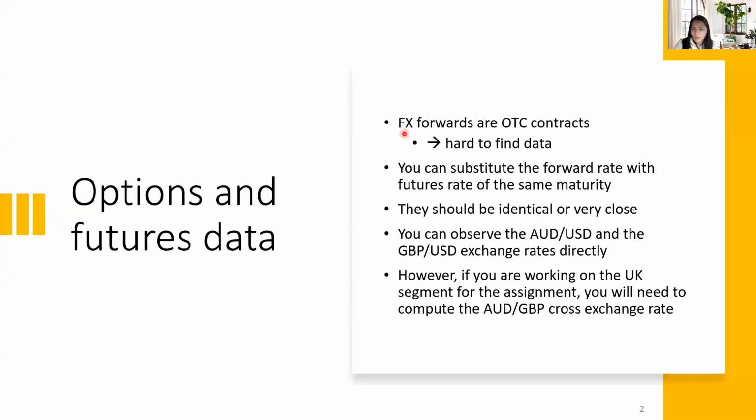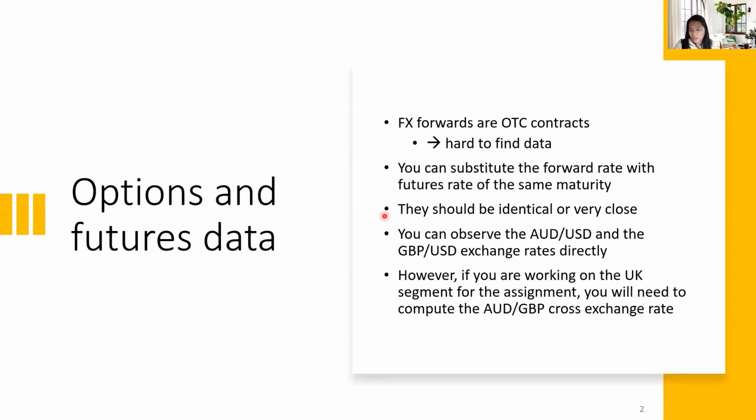The forward rates are hard to get, but you can substitute the forward rate with the futures rate of the same maturity. For example, if you want to forecast the next 6 months from September to March next year, then you can use the futures rate for the March maturity as your forecast of the forward rate, okay? In theory, they should be identical. In practice, it could be a little bit different, but they should be very close, right?